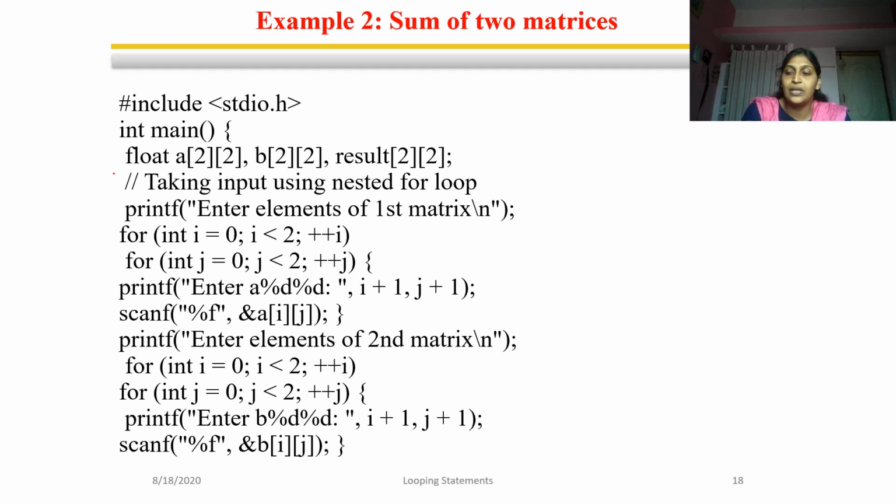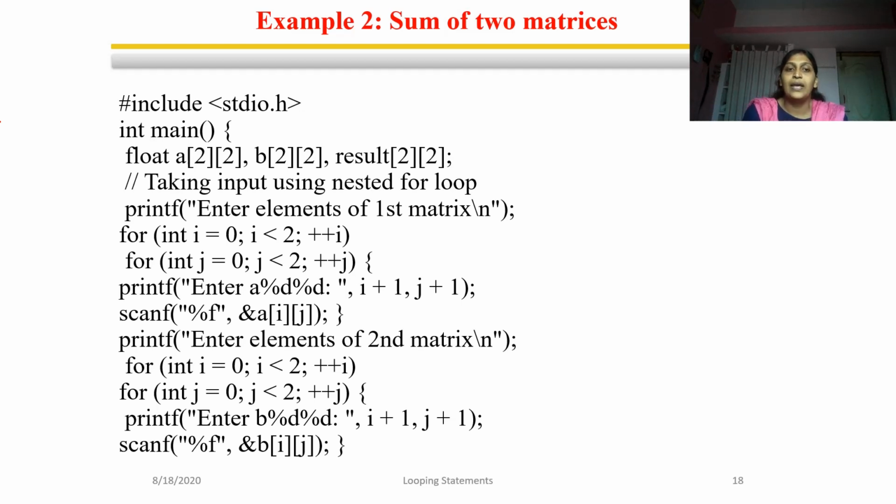Then also we are allocating 2 rows and 2 columns. Finally, for the result we have 2 rows and 2 columns. This is the way we are declaring it. Then we know if you want to display anything to the output, for the output functions we are using printf. So in printf we are using "enter the elements of the first matrix".